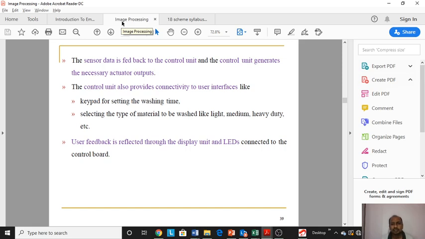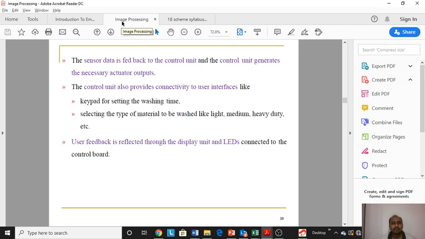Now, what exactly will the sensor do? The sensor data, whatever the sensor senses, is fed back to the control unit, and the control unit generates the necessary actuator outputs. For example, my sensor wants to check my water level. If the water level is a little less than the threshold level, it gives an input to the control unit that the water level is low. So the control unit will send a signal to an actuator, which will draw water from the inlet valve. This is what actually happens with the sensors and actuators inside a washing machine.